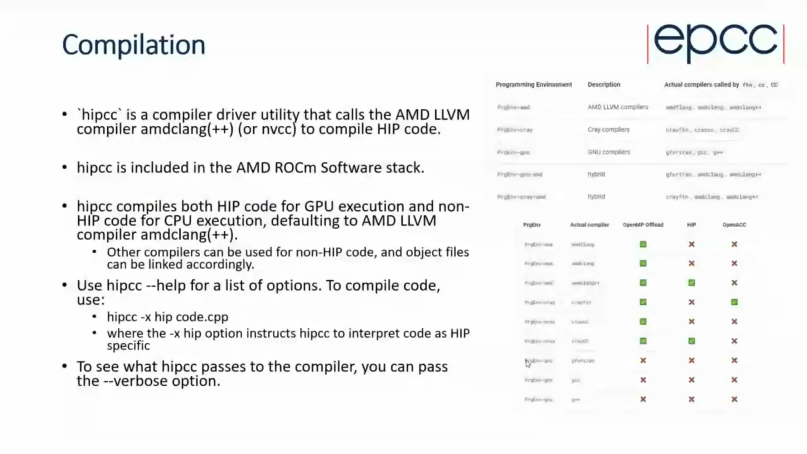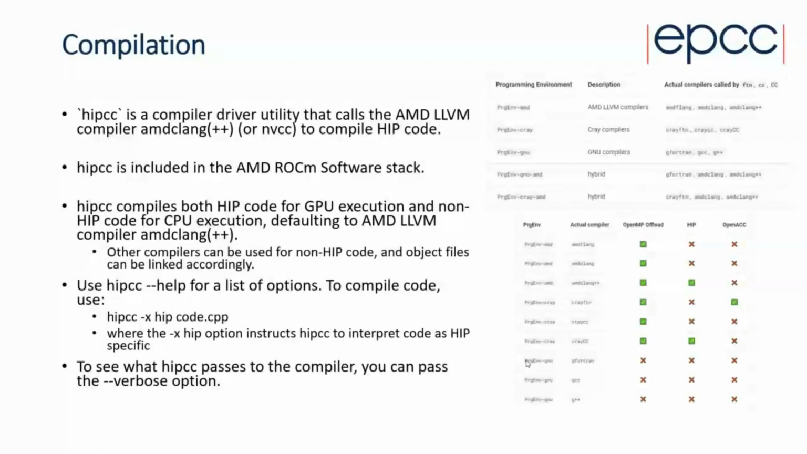Okay, so compilation. We're going to use the Cray HPE wrappers for most of the work we're going to discuss, and the examples we'll see in the documentation for the course. But just to make you aware of some other utilities which you can use. So hipcc is a compiler driver utility that calls the AMD LLVM compiler or NVCC, depending whether you're targeting AMD devices or NVIDIA devices, to compile HIP code.